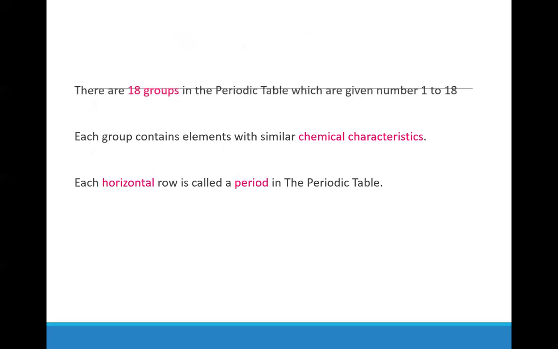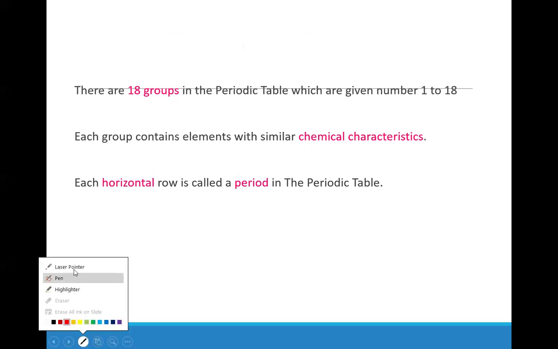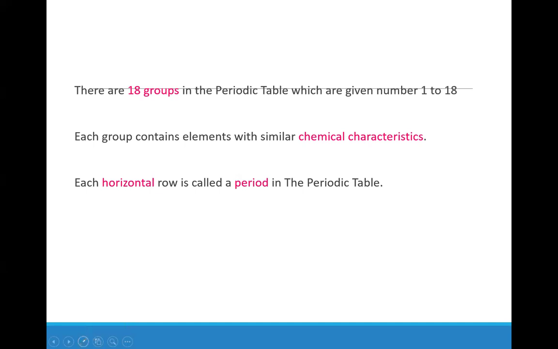We also talked about the periods. The periods are the horizontal rows, and there are 7 periods in total. The first period contains only 2 elements: hydrogen and helium. The period number basically tells you the number of shells which are occupied by the electrons in that element.